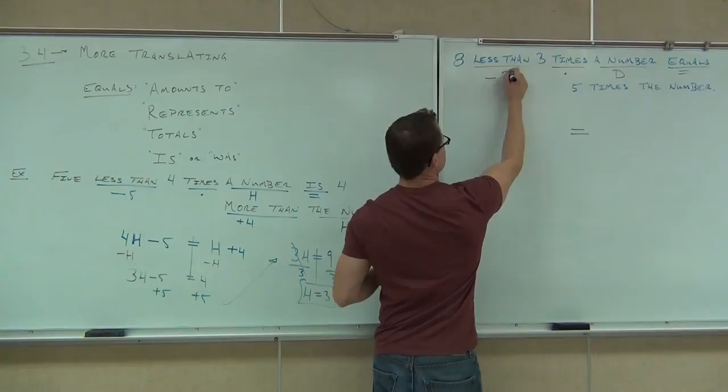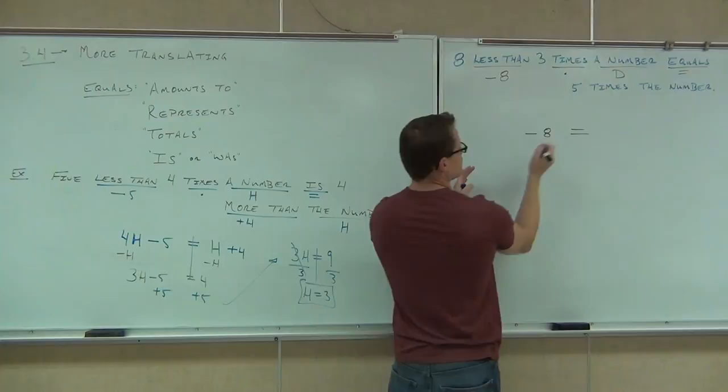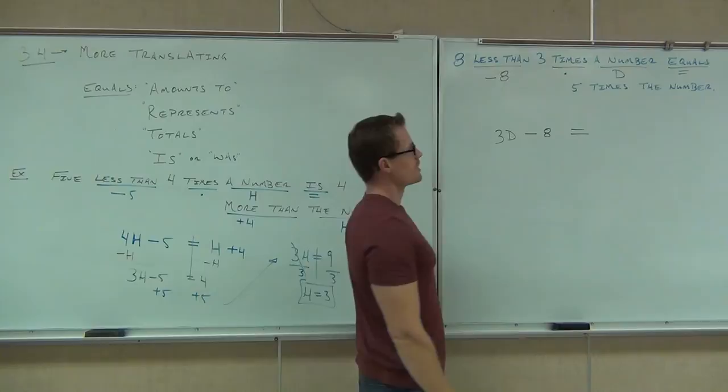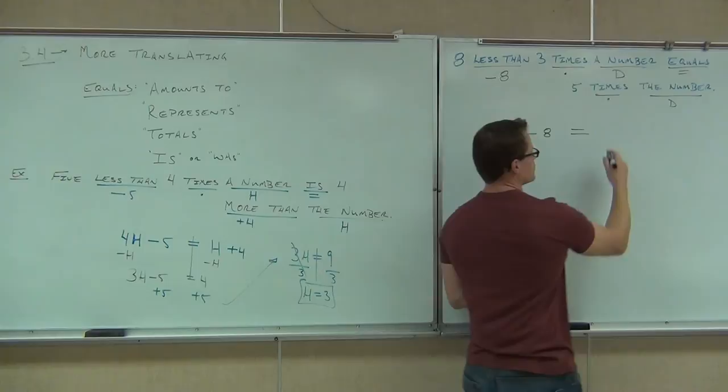Let's work on the first part. I know I have 8 less than, that's minus 8. 3 times a number means 3D in this case. Equals, we got equals. 5 times the number, I know times is multiply. The number we were talking about is D, so we have 5D.